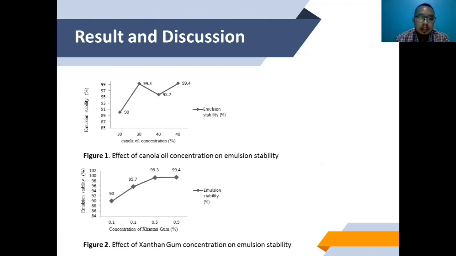Next, Figure 1 and Figure 2 show that the higher the concentration of canola oil and the xanthan gum used, the more the emulsion stability level increases. The stability of emulsion is influenced by several factors such as particle size, two-phase density difference, storage conditions, including high and low temperature, and the number and activeness of emulsifying emulsion.